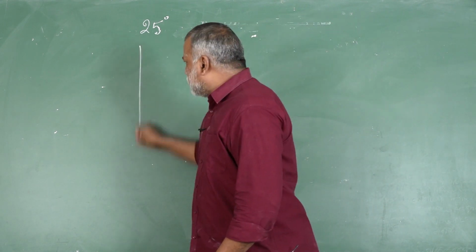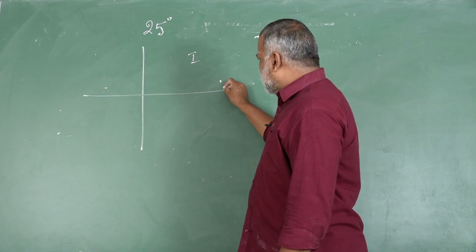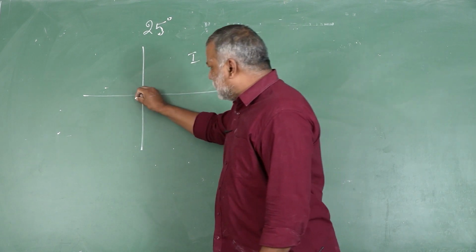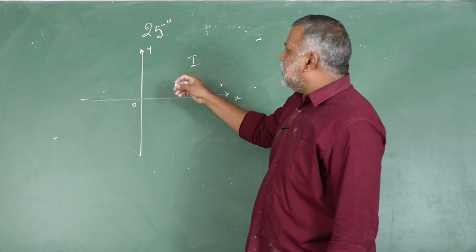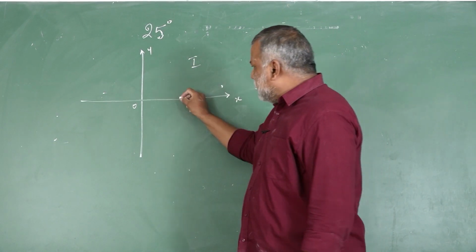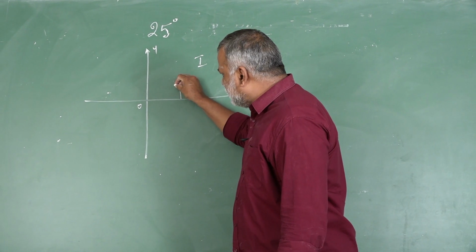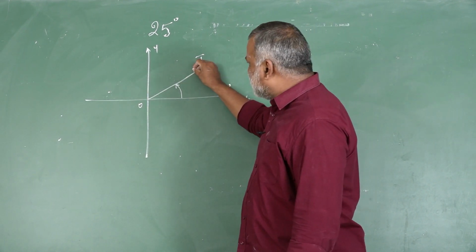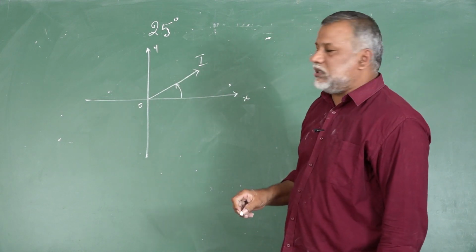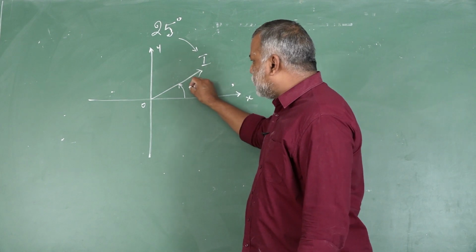Already we discussed the quadrants. This is the first quadrant. Consider this is the x-axis, this is the origin, and the y-axis. See, 25 degree. This is the initial side. From this initial side, we can draw an arc. This arc lies in the first quadrant. Therefore, 25 degree lies in the first quadrant.